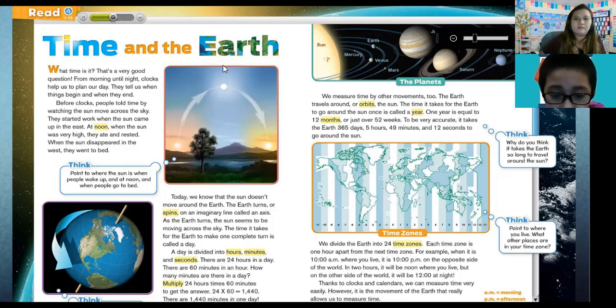We measure time by other movements too. The Earth travels around or orbits the Sun. The time it takes for the Earth to go around the Sun once is called a year. 1 year is equal to 12 months, or just over 52 weeks. To be very accurate, it takes the Earth 365 days, 5 hours, 49 minutes, and 12 seconds to go.